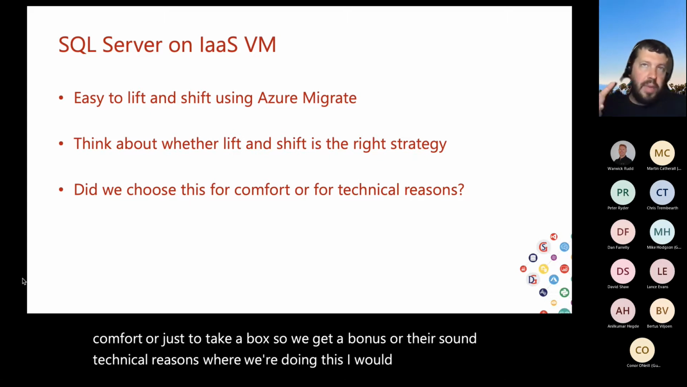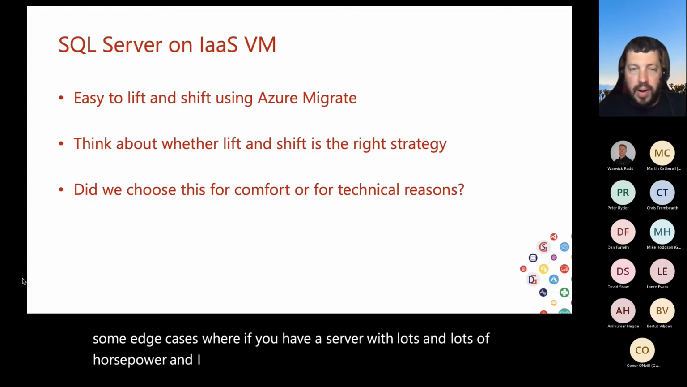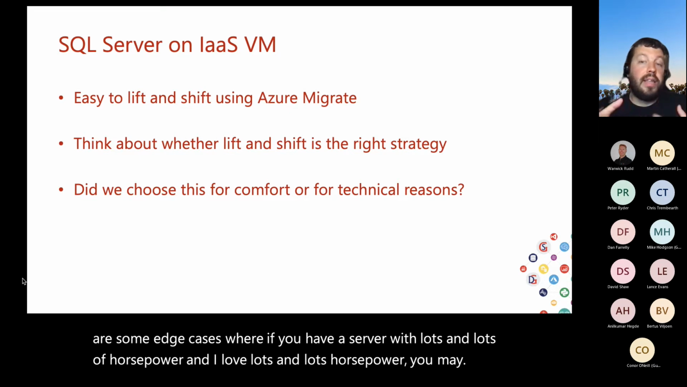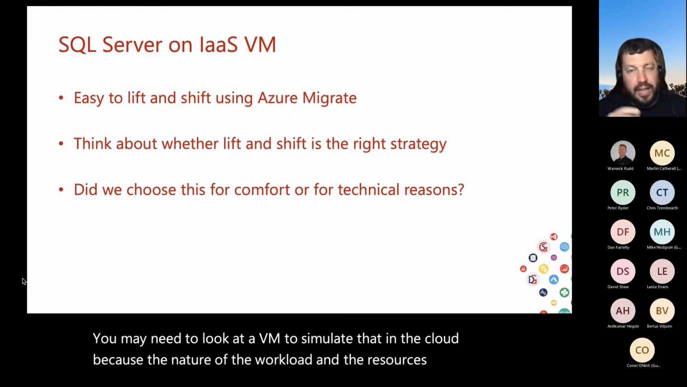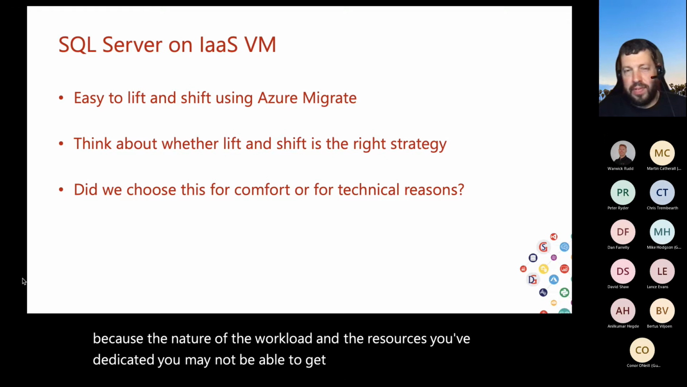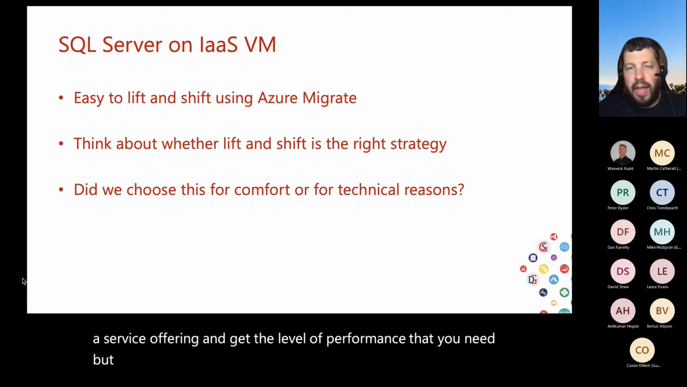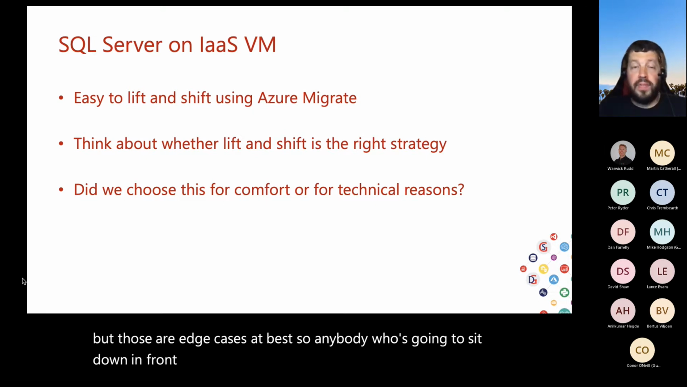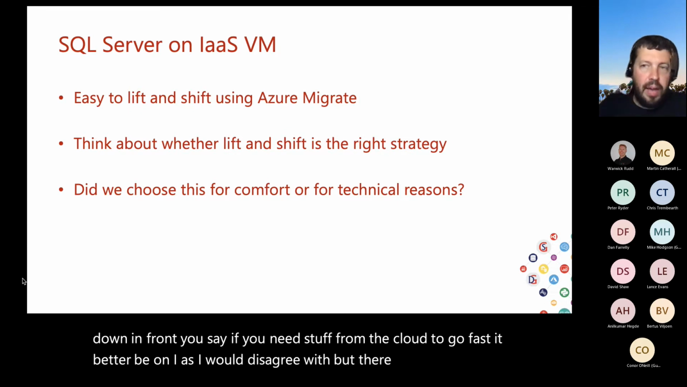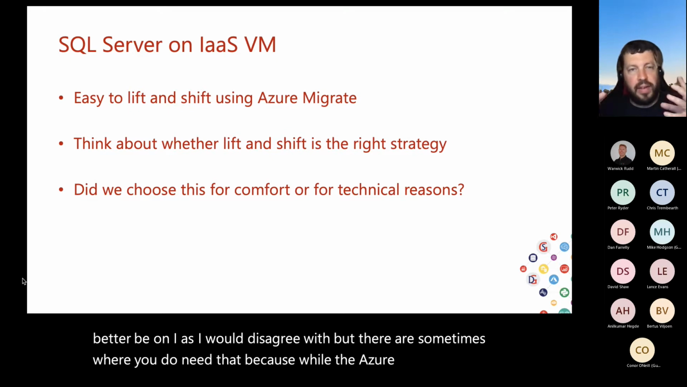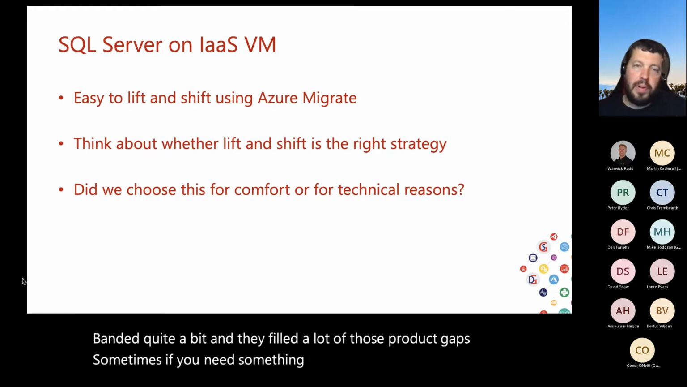I would say there are some edge cases where, if you have a server with lots and lots of horsepower, and I love lots and lots of horsepower, you may need to look at a VM to simulate that in the cloud, because of the nature of the workload and the resources you've dedicated. You may not be able to get exactly that in a platform as a service offering and get the level of performance that you need. But those are edge cases at best. So anybody who sits down in front of you and says, if you need stuff in the cloud to go fast, it better be on IaaS, I would disagree with that. But there are some times where you do need that, because while the Azure SQL family has expanded quite a bit and filled a lot of those product gaps, sometimes if you need something blazing fast, you've still got to build it this way.